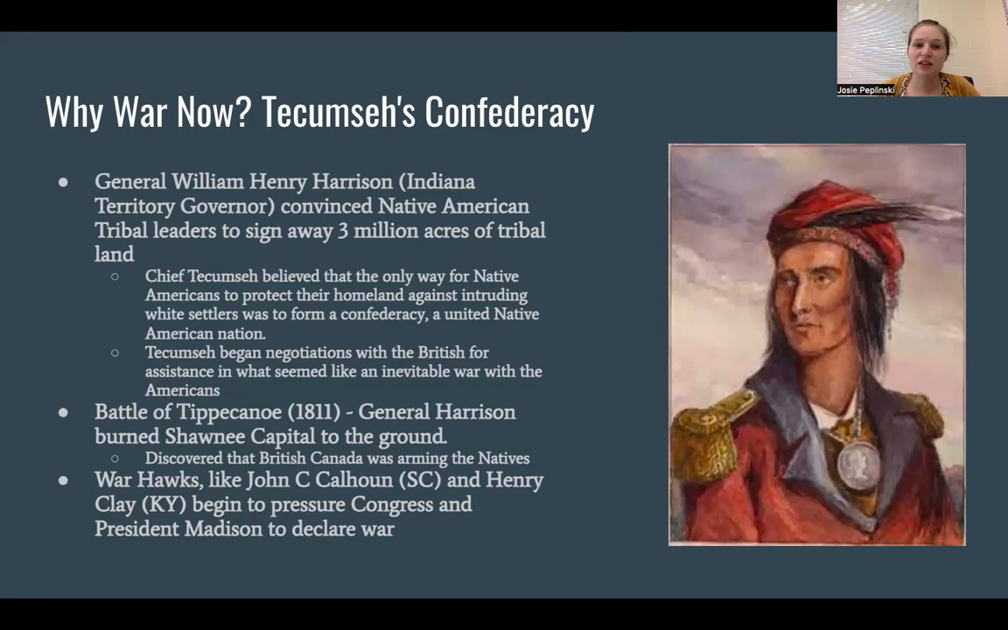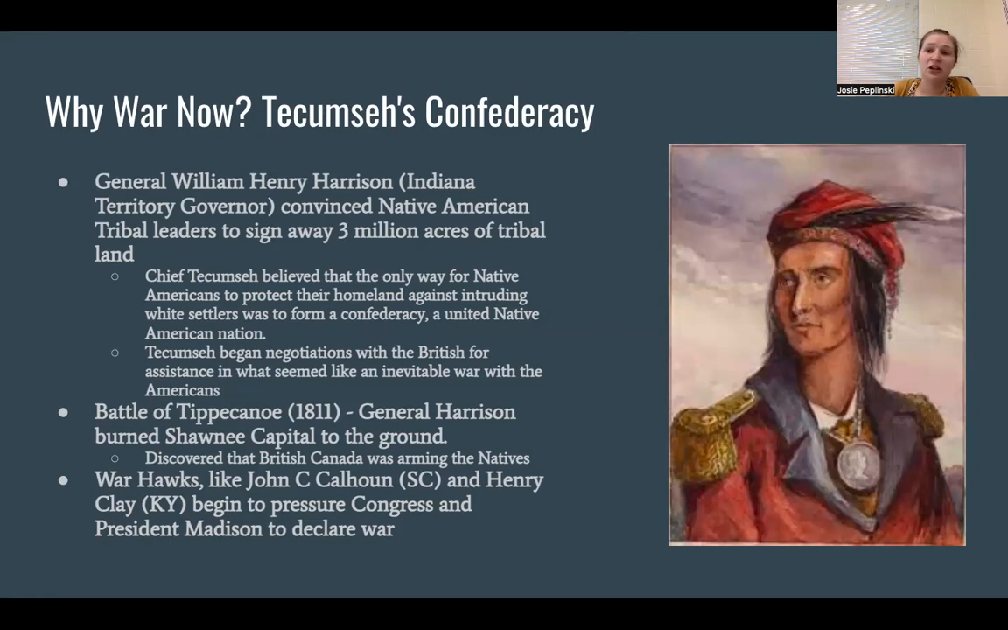Chief Tecumseh believed that the only way for Native Americans to protect their homeland against intruding white settlers was to form a confederacy, which is a united Native American nation. Tecumseh began negotiations with the British for assistance in what seemed like an inevitable war with the Americans. So the Native American people are banding together, even though they have very different tribes and identities, and they are uniting with the British against the United States.